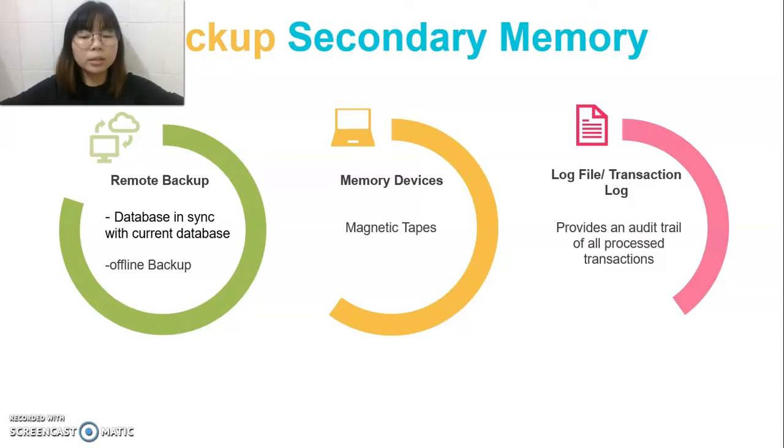And then the third method is log file and transaction log. It provides an audit trail for all processed transactions. Why? Because the log file is backed up at regular intervals, so this log file will have all the information about the transactions being made. So by seeing this log file, the database can be recovered.